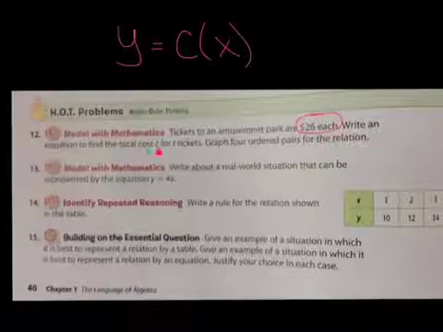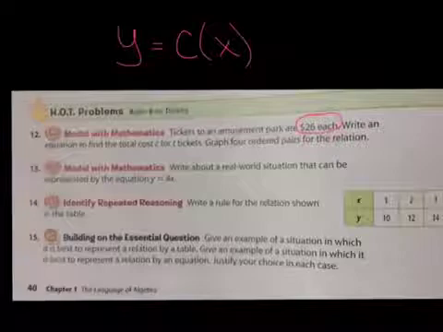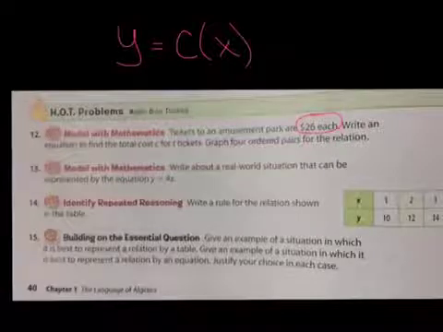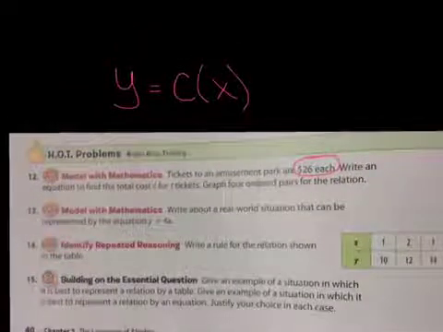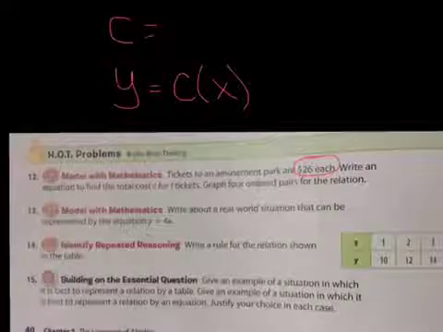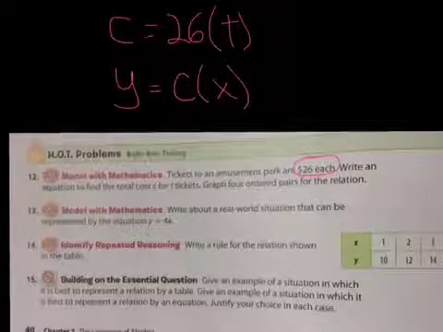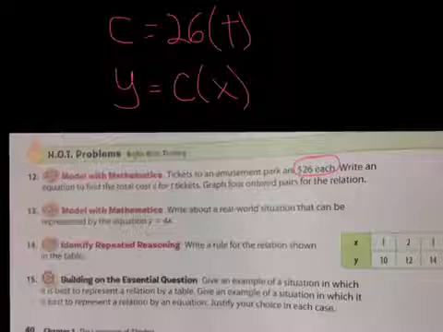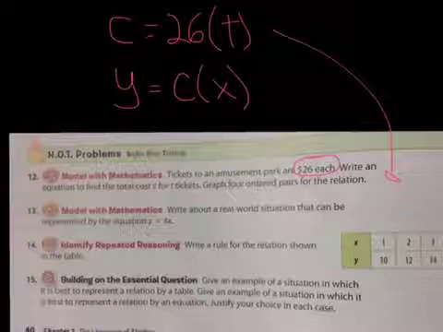But here we're being asked to use different variables. We're going to use C, and we're going to use T for tickets. Now, that's not too much that we have to change, so we can just say that we want to find the final cost, okay, for the number of tickets, which we know is $26, times the number of tickets right there. That would be our equation. So go ahead and copy that one down for that answer, okay?